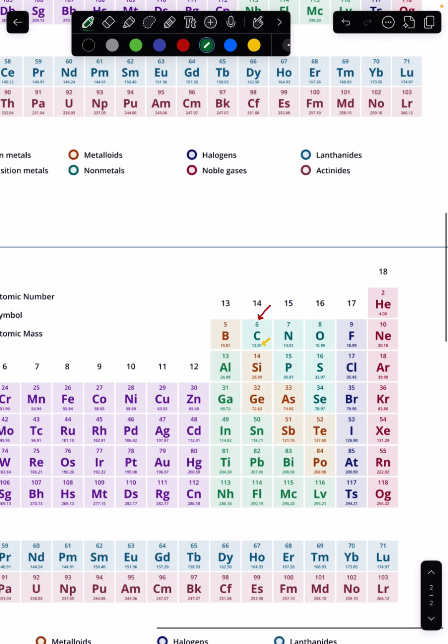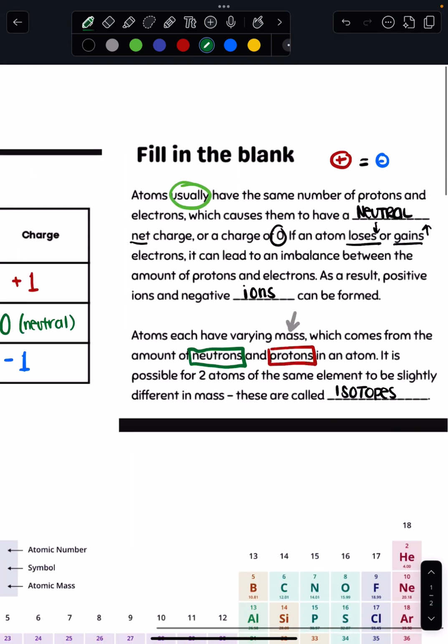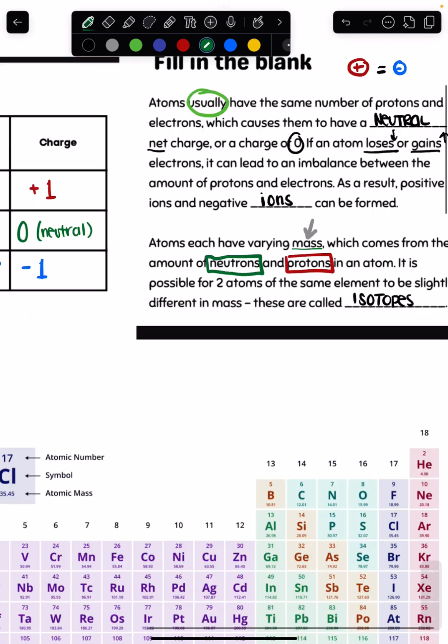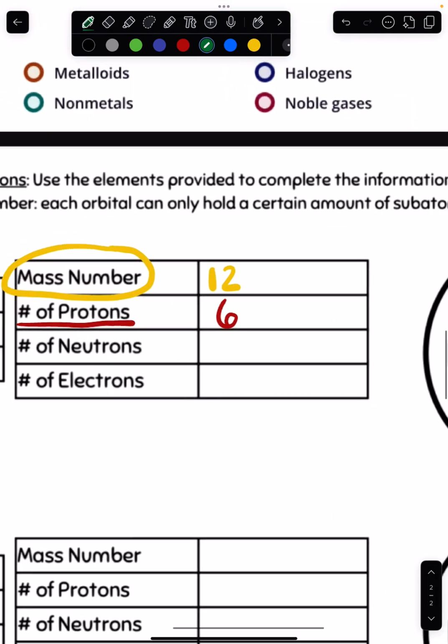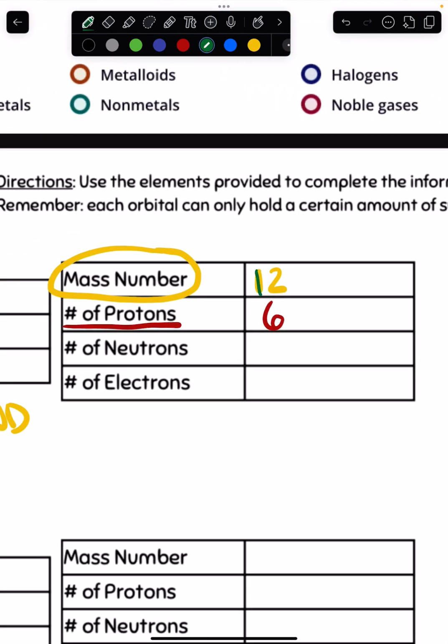So we said earlier that our mass is found by adding neutrons and protons. So if I come back down, that means this mass, 12, is found by adding the number of protons, 6, plus the number of neutrons. So I have 12 minus 6 gives me 6 neutrons. You can always double check your math. Just double check that 6 neutrons plus 6 protons equals our 12 mass number.